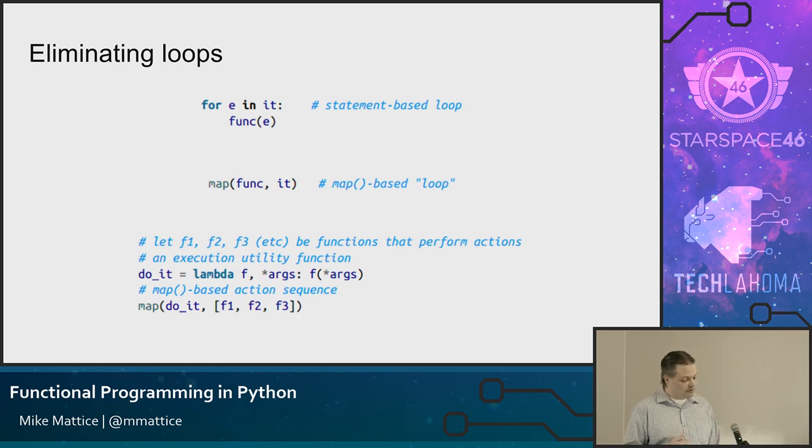Starting with this first loop, this is the normal imperative Pythonic way to do a thing. The map-based loop does the same thing, but it doesn't have the for e in it state. Map runs func for every instance inside it, which is exactly what for e in it does.